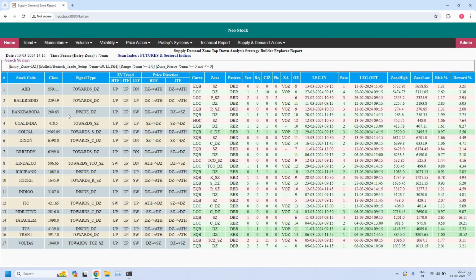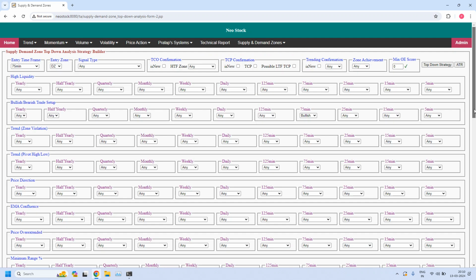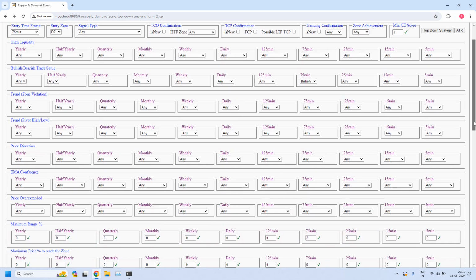What is the filter we set? I think this is the complete list. We didn't set the filter. See, entry zone is a demand zone. Bullish or bearish trade setup at 75 minutes is bullish. The range means reward should be greater than or equal to 2. Should not be pierced. So this is the total list, these 17 stocks, currently having minimum 2%. How many are close to 1%? We didn't filter. I think I didn't enter the value there previously.